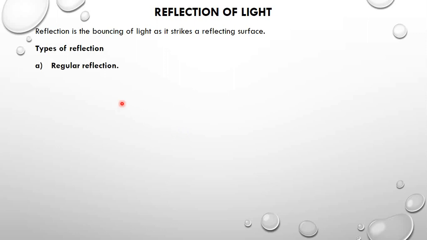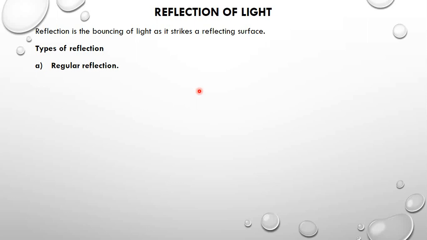We have what we call the regular reflection. Here we have the parallel incident beams being reflected parallel as it strikes a reflecting surface. And this reflecting surface must be smooth, a smooth reflecting surface. We see examples of this where we have a plane mirror, or when we have clear water, or where we have any polished surface.